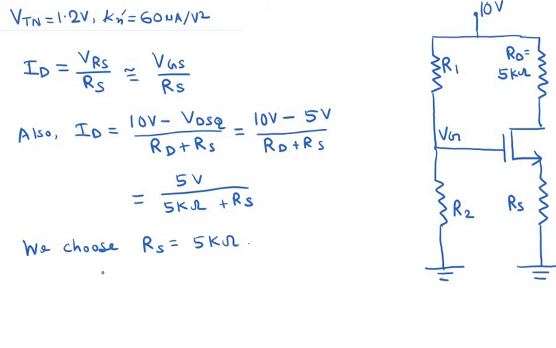So we choose RS equal to 5 kilo ohms, so ID immediately becomes, from this equation over here, 5 volts divided by 5 kilo ohm plus 5 kilo ohm, which is equal to 0.5 milliamperes. So ID is equal to 0.5 milliamperes.